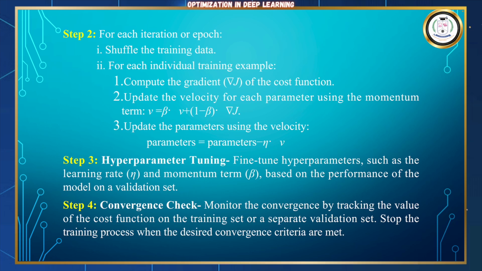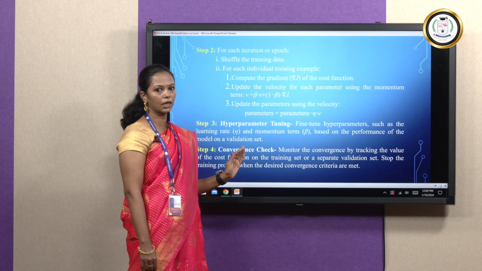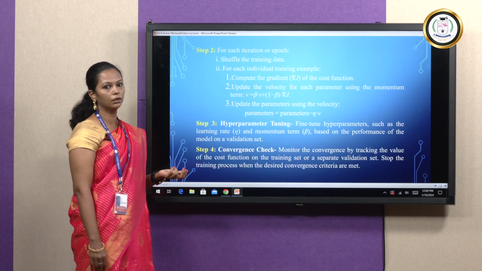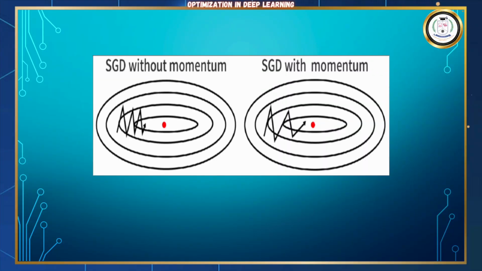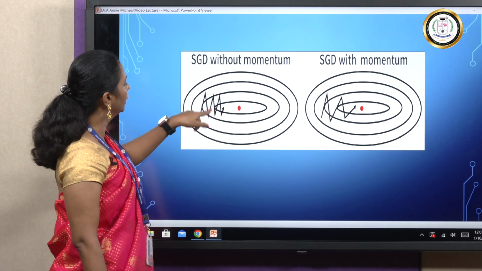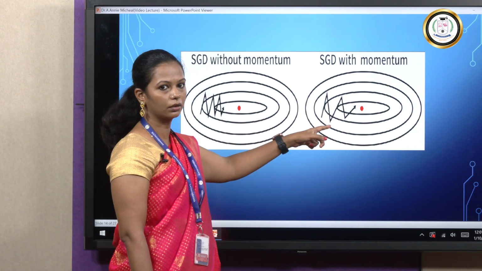So final step, convergence check. You are going to monitor the convergence by tracking the value of a cost function on the training data set, and we are going to stop the process when the desired convergence criteria is met, and finally it will return you optimized parameter values. This is the difference between SGD without momentum and SGD with momentum, and this is the local minima, and you can see the path here, the algorithm reaches the local minima. It is very noisy, but here it is less noisy.